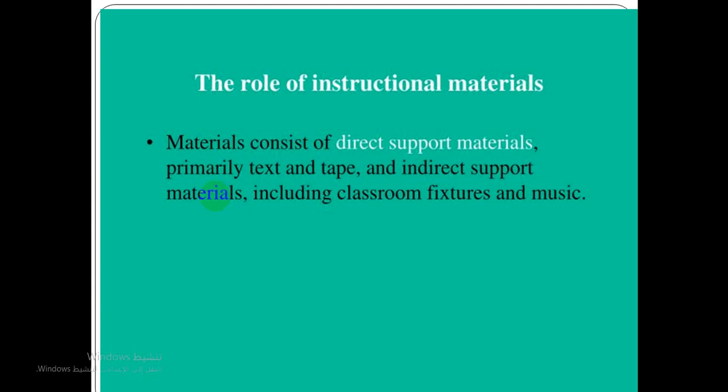What is the role of instructional materials, according to the Suggestopedia method? Materials in Suggestopedia depend on direct support materials and indirect support materials. Direct support materials include primarily text and tape, and indirect support materials include classroom fixtures and music. Fixtures means decoration, colorful posters, etc. So the role of the materials is to engage learning by lowering the affective filter of students.